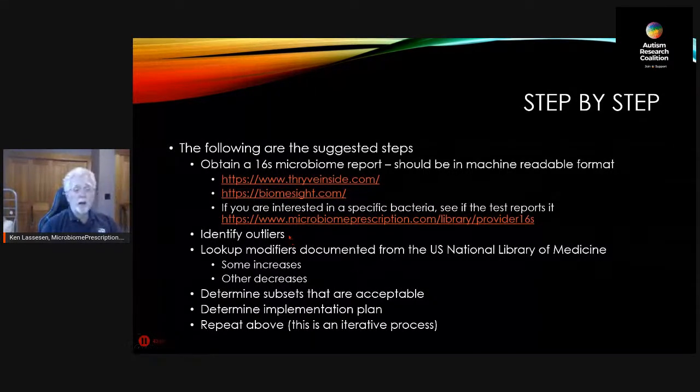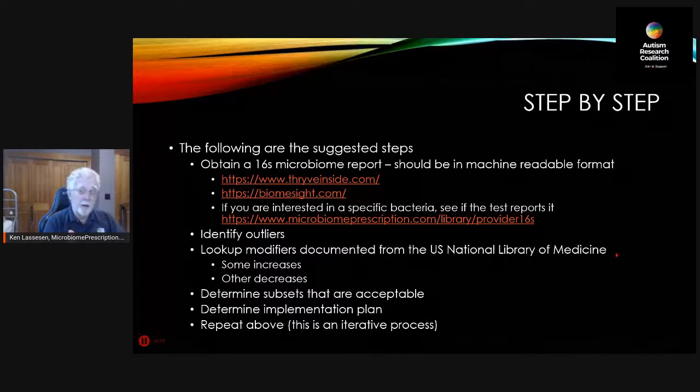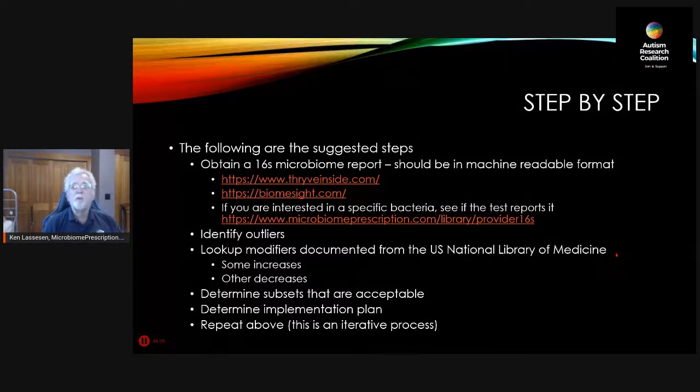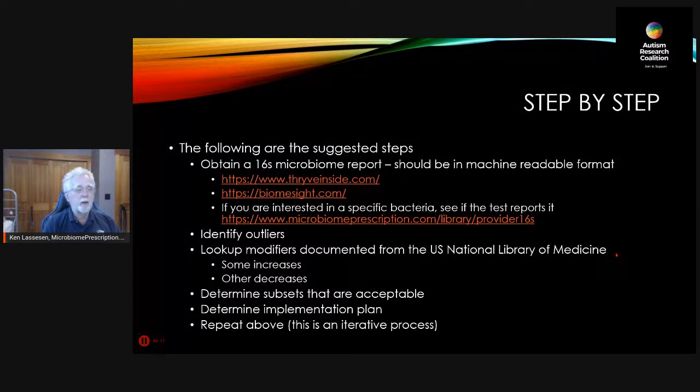Then the next thing is we look up what modifies this particular bacteria based on studies from the U.S. National Library of Medicine. So in other words, it doesn't come from just anywhere on the internet, it comes from published medical studies, which are read and the data extracted. Some items will increase a variety of bacteria and others will decrease it. So we look up and say, okay, what increases, what decreases? How do I improve the dysfunction? As in, bring the low ones up to the middle or the high ones down to the middle.